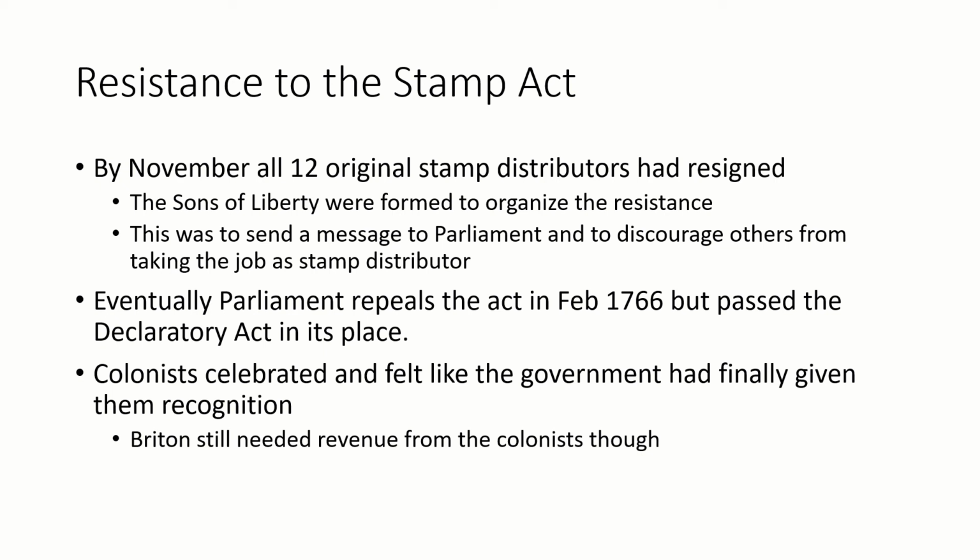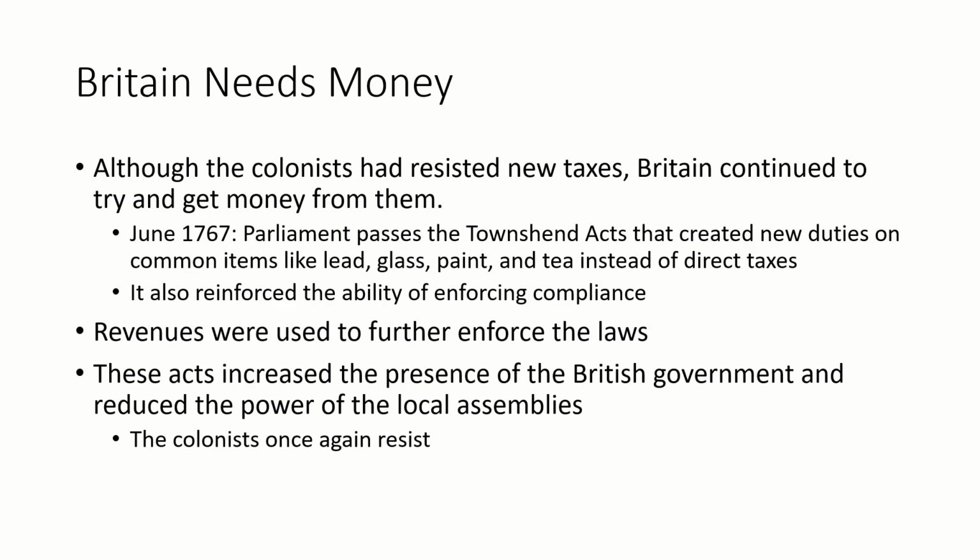But again, the British still needed to collect revenue from them. The colonies had resisted the implementation of direct taxes, but the Declaratory Act reserved Parliament's right to impose them. And in the colonists' dispatches to Parliament and in numerous pamphlets, they had explicitly acknowledged the right of Parliament to regulate colonial trade. So Britain's next attempt to draw revenues from the colonies, the Townshend Acts, were passed in June of 1767. They created new customs on common items like lead, glass, paint, tea, instead of direct taxes.